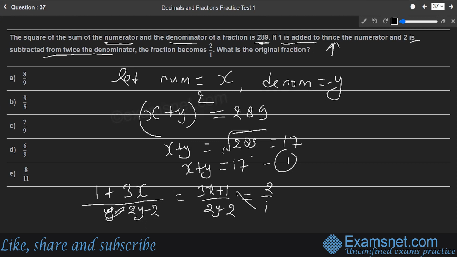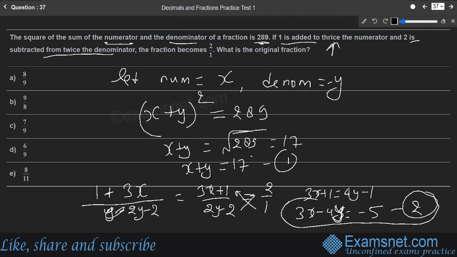So clearly we can cross multiply and generate one more equation. If we do it, by cross multiplying, we reach the conclusion that 3x plus 1 is equal to 4y minus 4, which states the condition 3x minus 4y is equal to minus 5. So this is the second equation that we have. The first condition was x plus y is equal to 17. So now clearly we are supposed to solve these two equations simultaneously to get the values of x and y.